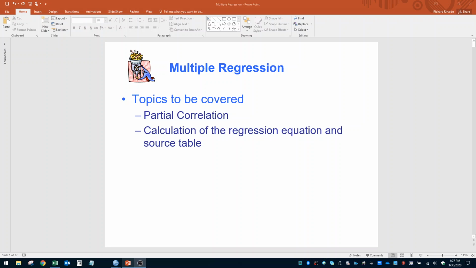Okay, next session is on multiple regression. We'll cover a number of topics: the calculation of the correlation matrix and the partial and semi-partial correlations, and then we'll also look at, later in another video, the calculation of the regression equation and the source table.